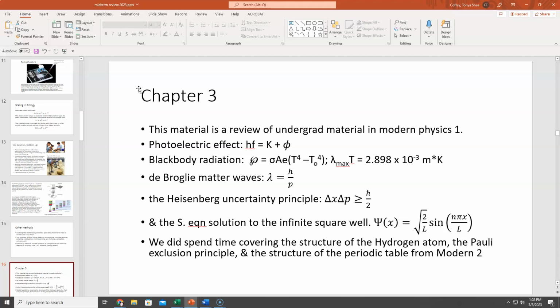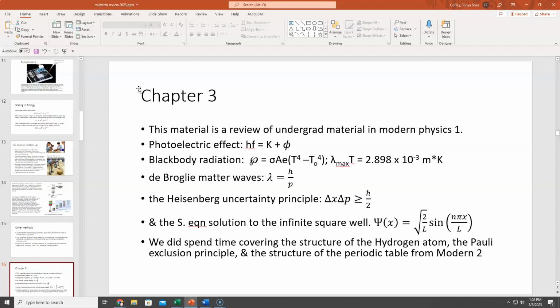We talked about blackbody radiation in Modern Physics 1. There are two equations for blackbody radiation that get covered a lot: Stefan's law on the left and Wien's law on the right. Stefan's law is P equals sigma A e (T to the fourth minus T naught to the fourth), and that gives the power of a blackbody radiator. Sigma is a constant, 5.67 times 10 to the minus 8.